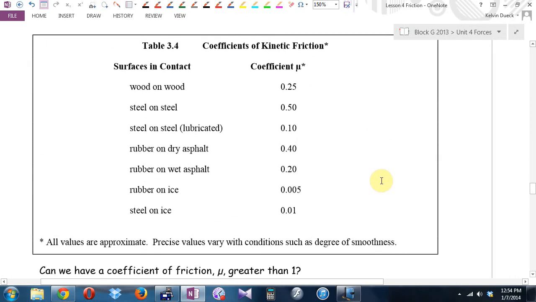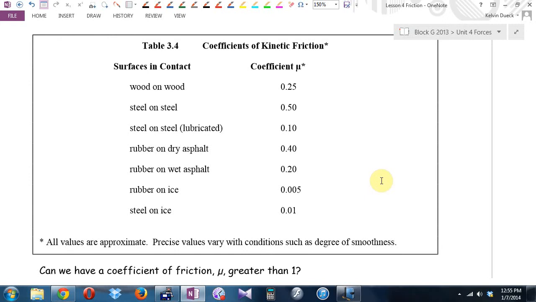Here's some coefficients of friction. Here's some mu's. Wood on wood, not really sticky. It's got a mu of about 0.25. Steel on steel, not very slippery. This is why we have to add lubrication or oil to motors. Steel on steel actually has a fair bit of friction if they're rubbing against each other. It generates lots of heat. It's got a coefficient of friction of about 0.5. But it goes down to about 0.1 if you add oil. That's why we add oil to motors. Doesn't get to 0, but we can get close.